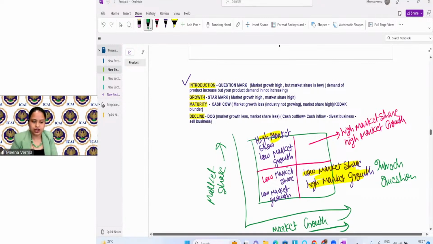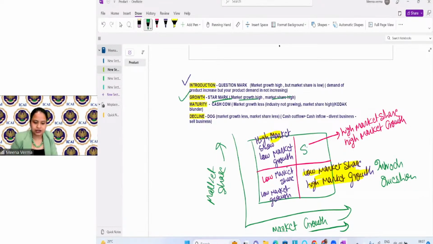You know? So for that reason, they have compared the growth stage as star. Star means high market growth, high market share. So you know this is star. Star means high market growth and high market share. This is a star stage. High market growth, high market share.